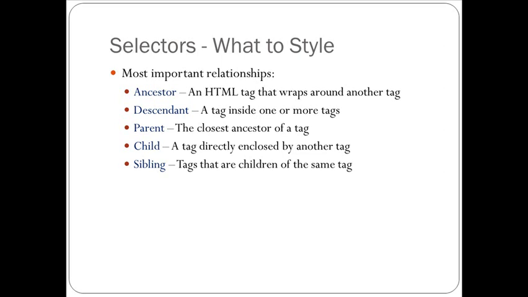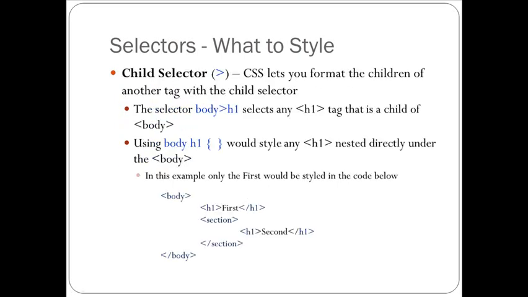It's important that you understand these relationships as we go on. And now that we've talked about those relationships, here's a child selector. It lets you format the children of another tag with the child selector. So the body greater than H1 would only style H1 tags that are directly underneath the body, children of the body, whereas body H1 with a space in between the two would style any H1 nested underneath the body. That's a descendant selector that we're going to talk about in just a second.